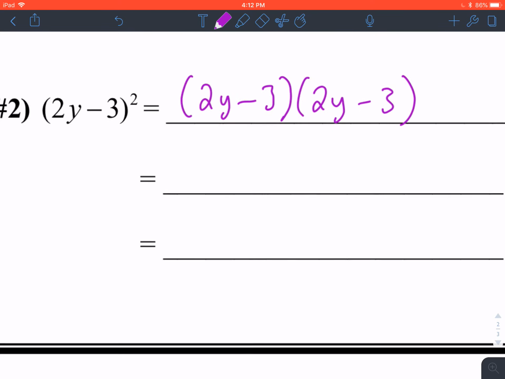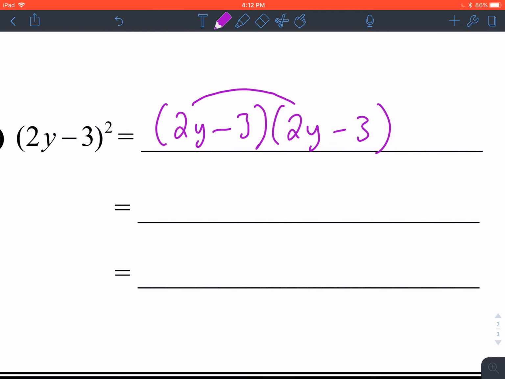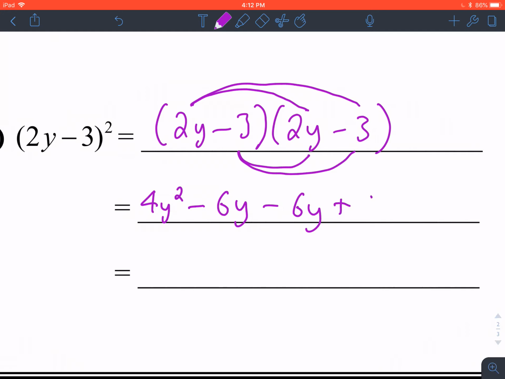So next one we're going to do is this one. Let's FOIL this. We got 2y times 2y, which is what? It's 4y squared. We got 2y times negative 3, which is negative 6y. We got negative 3 times 2y, which is, again, negative 6y. We got negative 3 times negative 3, which is positive 9. We got two like terms here, so we're going to have 4y squared minus 12y plus 9.